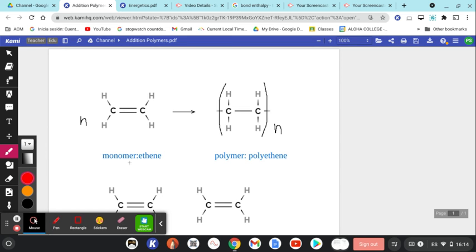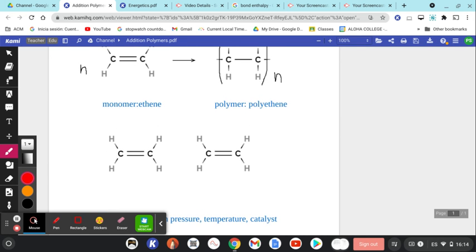Now, how do we go from ethene to polyethene? Well, if we just look at two ethene molecules, what can happen to this double bond is that it breaks. So remember, the double bond here has 4 electrons. What can happen is one of these bonds breaks, and one electron goes to the right, one goes to the left. That's why we've got a single-headed arrow. And the ethene next to it does the same thing.